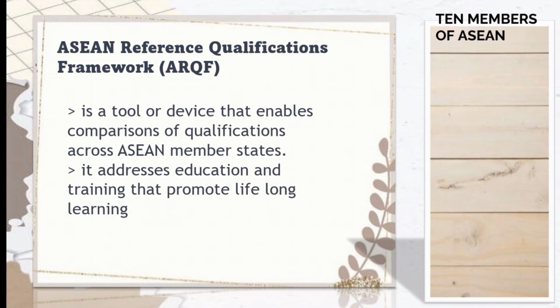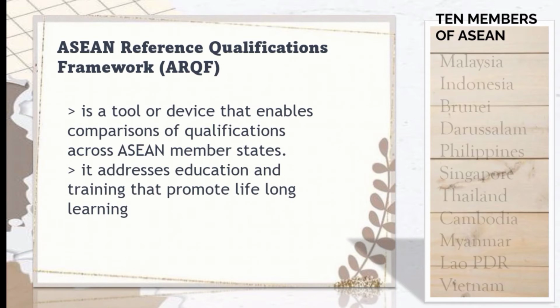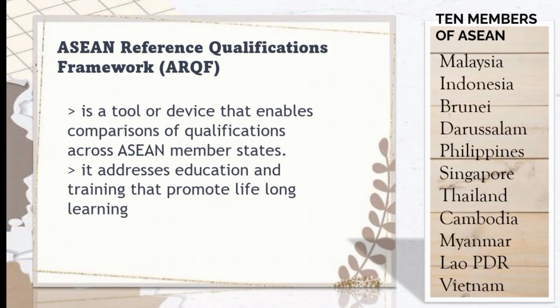The ARQF aims to support and enhance each country's NQF or qualification system while providing a mechanism to facilitate comparison, transparency, and higher quality qualification systems. The ARQF aims to support lifelong learning and the mobility of workers and learners. So here are the 10 members of ASEAN: Malaysia, Indonesia, Brunei Darussalam, Philippines, Singapore, Thailand, Cambodia, Myanmar, Laos PDR, and Vietnam.